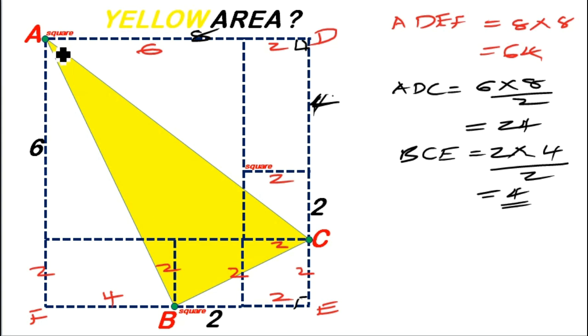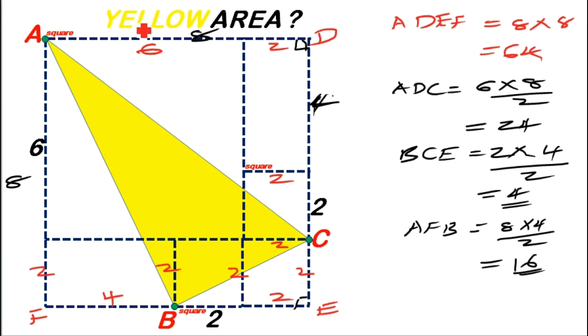Then the next triangle is triangle AFB. If you take triangle AFB, the area is a half base times height. So the height is from A to F, which is 6 plus 2, a total of 8. Then the base from F to B is 4. So that is going to be 8 times 4, and a half of that is 8 by 4 over 2. So 8 times 4 over 2 is going to be 16.